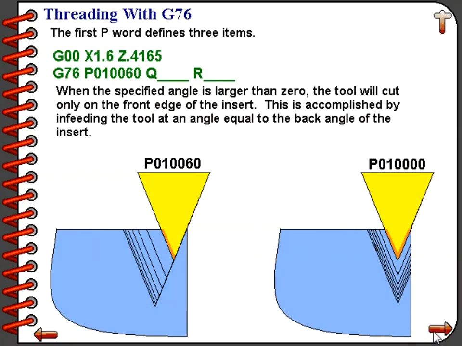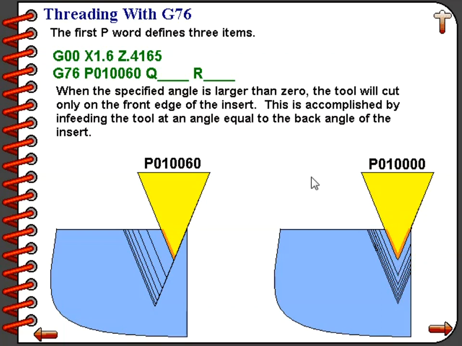The third two digits of the P word control the infeed angle. We have specified a 60-degree infeed angle because we are cutting a 60-degree V thread. When we specify a nose angle for the threading insert, the tool will cut only on the front edge as we have shown in the diagram below at the left. If we specify a nose angle of 0 degrees, the tool will have an infeed straight into the thread, as shown in the diagram below and to the right.